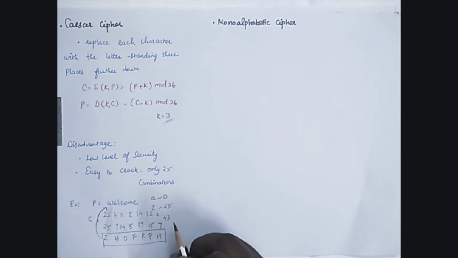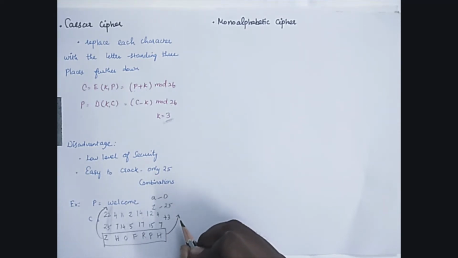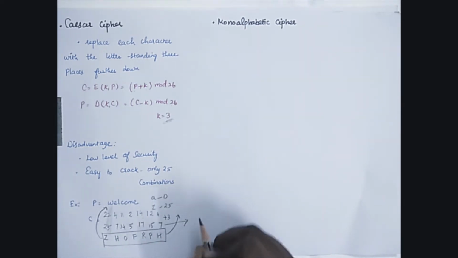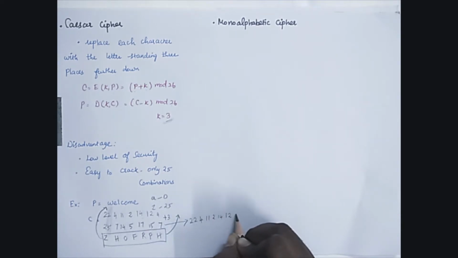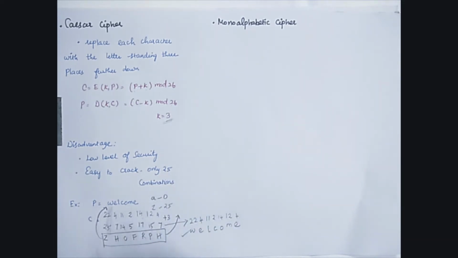To perform the decryption process, the ciphertext is processed to get the plain text. So the numerical values are taken and 3 is subtracted from these values. We get the values as 22, 4, 11, 2, 14, 12, 4. Again map these numerical values to the alphabet: W, E, L, C, O, M, E. So finally we got the plain text. This is the actual procedure for Caesar cipher.